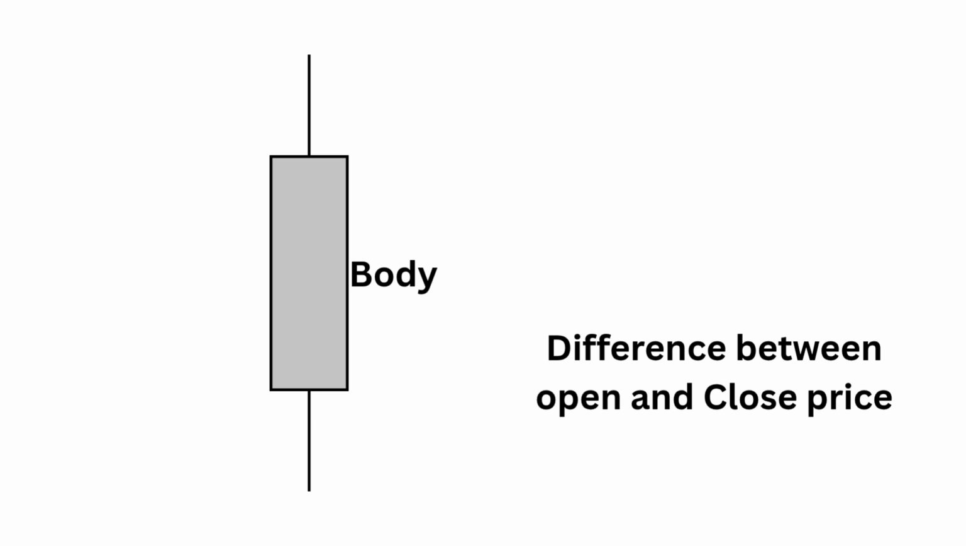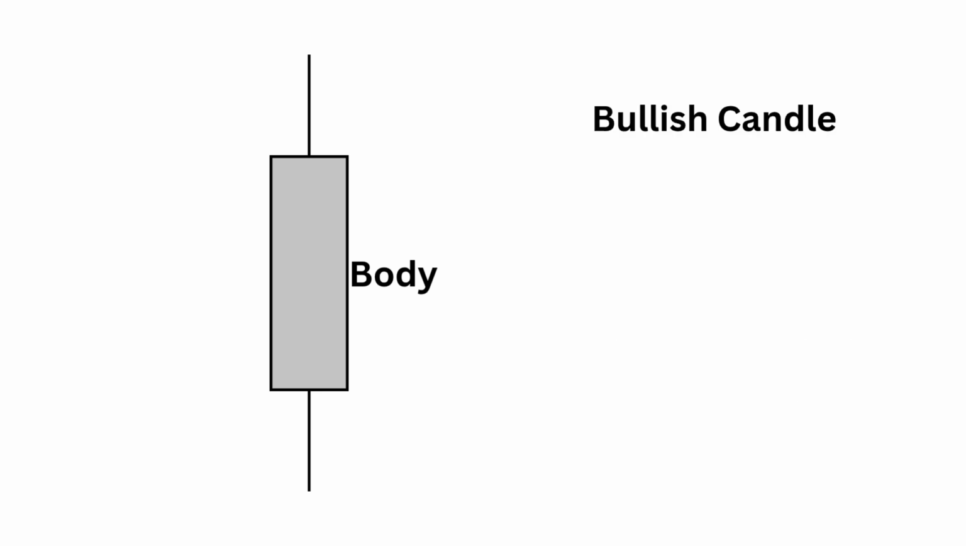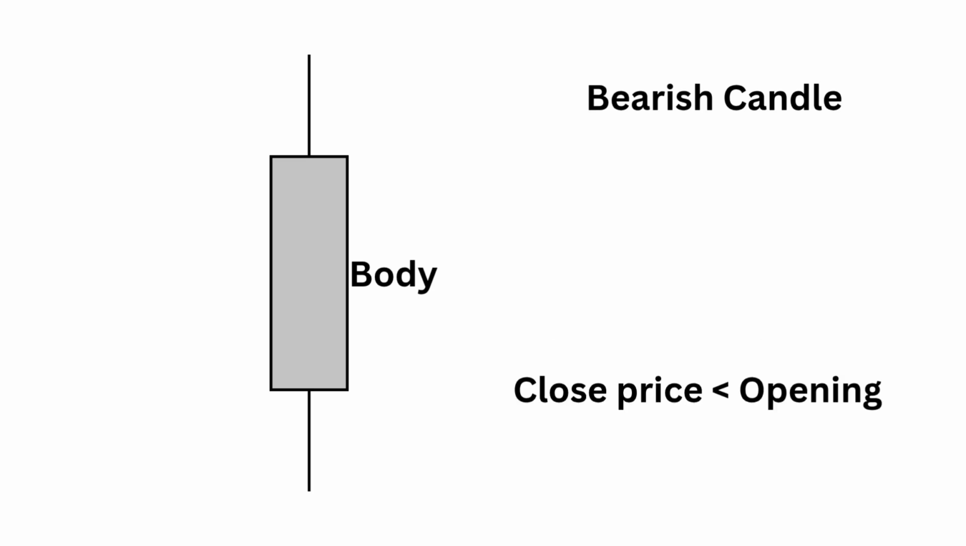Now each candlestick has 2 parts, the candle body and wicks. The candle body is the rectangular part of the candlestick. It shows the difference between the open price and close price. Bullish candle, where the price goes up, the close price is greater than the open price and usually shown in green or white colors. Bearish candle, where price goes down, close price is lower than the open price and usually shown in red or black color. Wicks, also known as shadows, these are thin lines above and below the body. They show the highest and lowest prices reached during the time period.